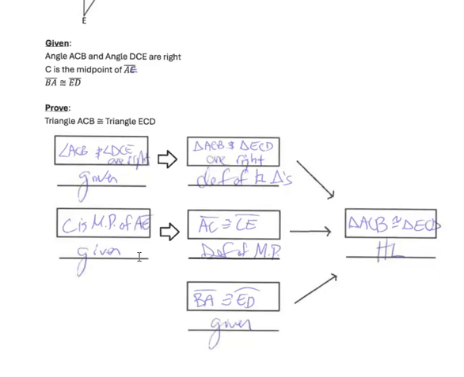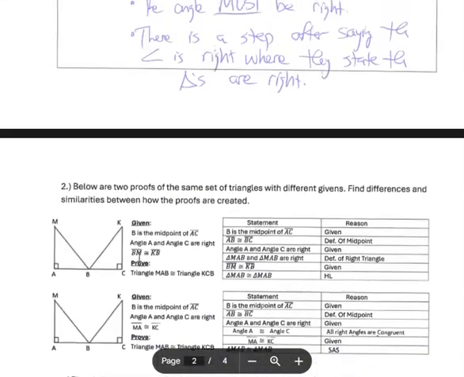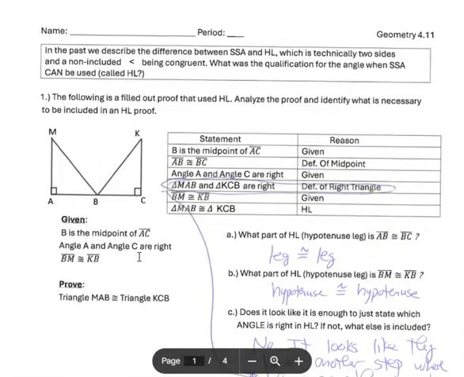Okay, I hope this made sense, the difference of how you use right angles with HL versus how you use right angles for everything else.